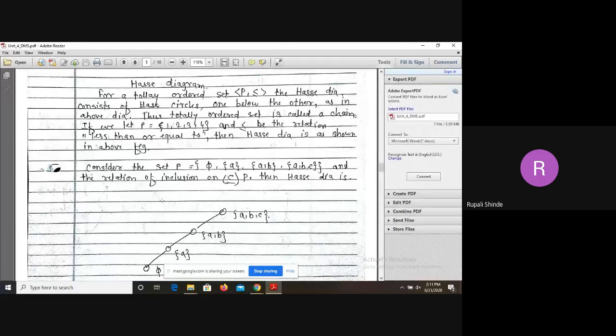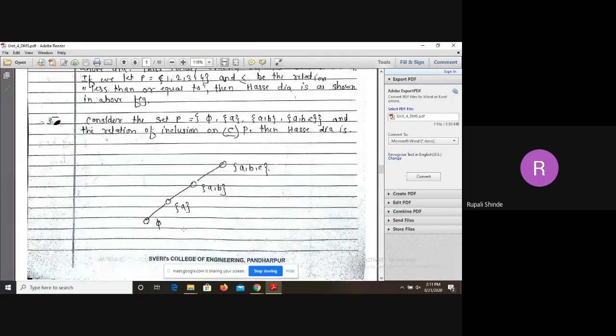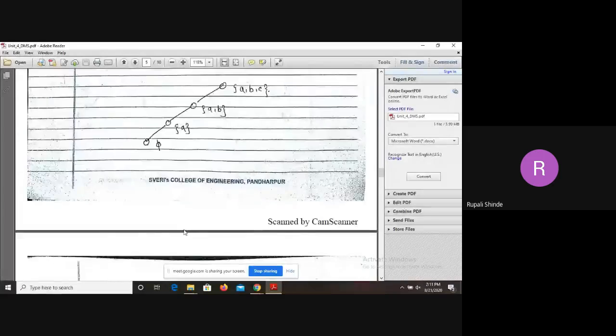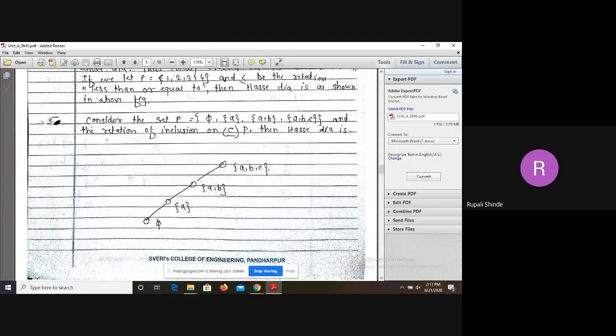That is called a TOSET or chain. Have you understood this example? Yes, ma'am. Okay.